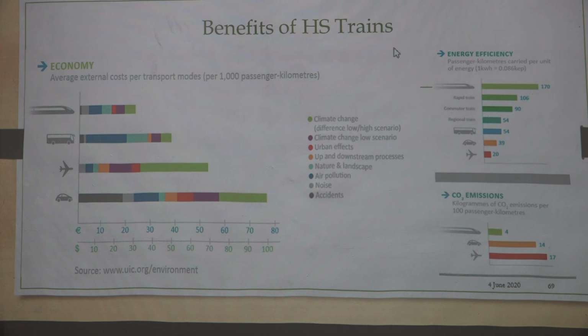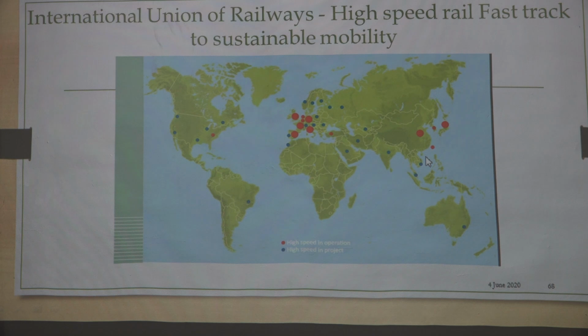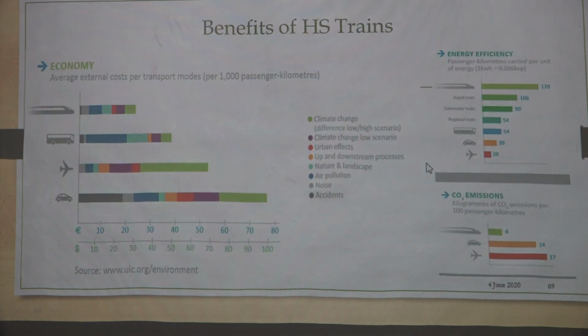And this document I have considered is from the European Union of Railways, they have published this document. Then the CO2 emission, carbon emission, is the main concern now worldwide. So, for our high speed train with 100 passengers, the emission of carbon is 4, okay.